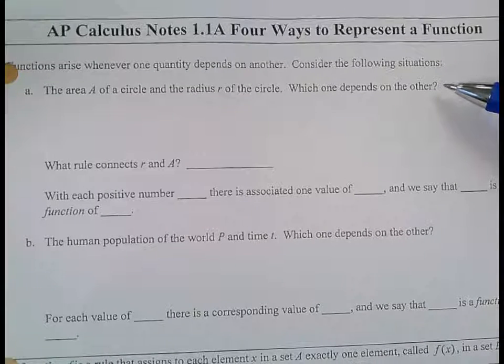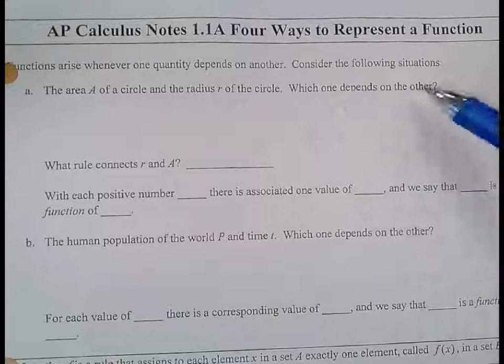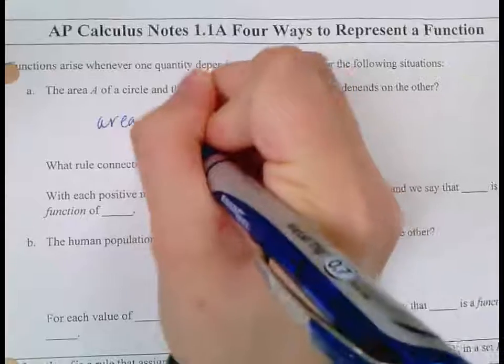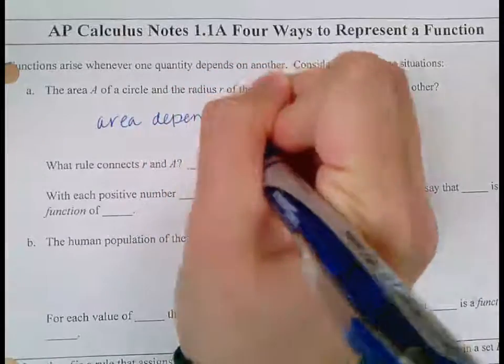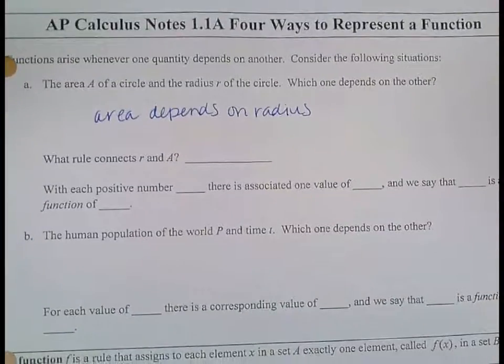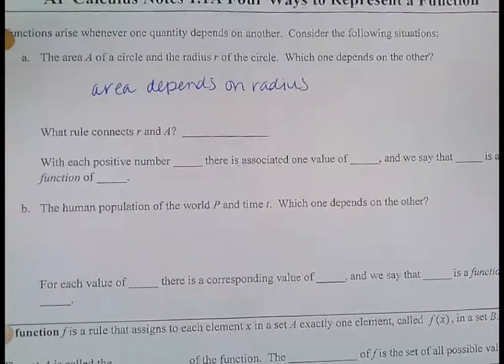So we have the area A of a circle and the radius r of the circle. Which one depends on the other? So if you have the area of a circle and the radius of a circle, what would you say depends on the other one? Megan? I'd say the area depends on the radius. So area depends on radius. I would agree. Typically you have the radius to find the area.